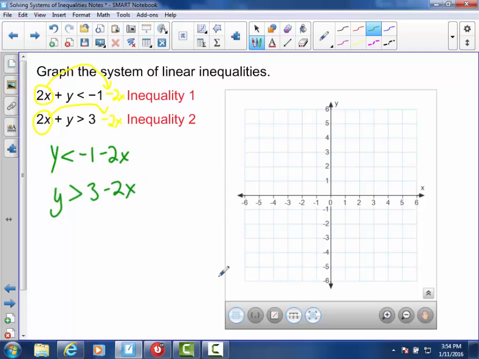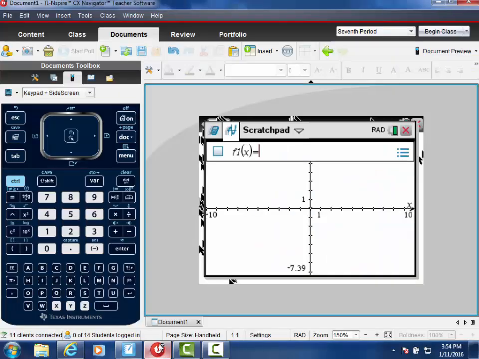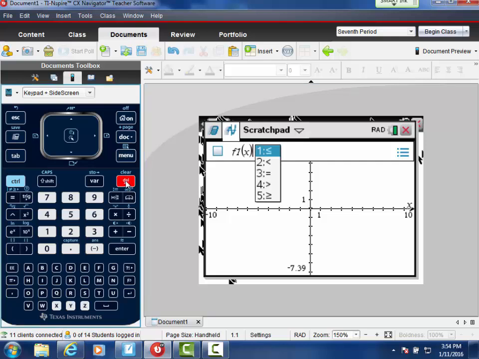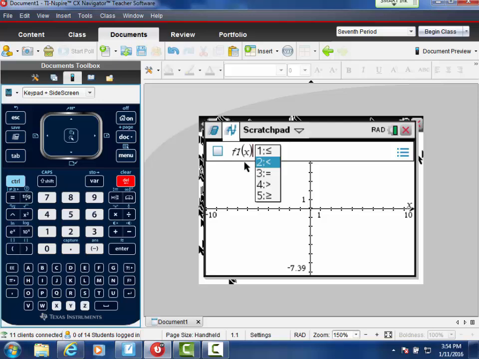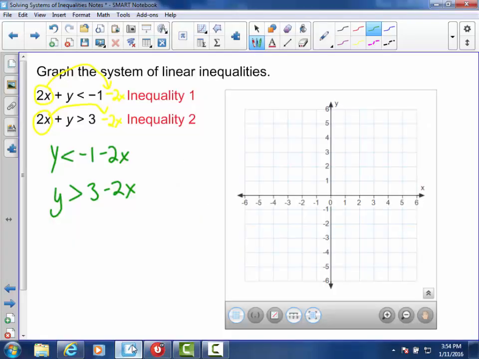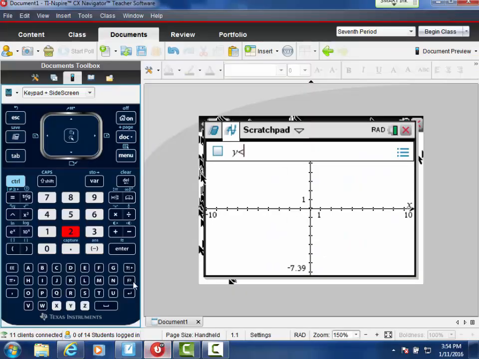Okay, so I want to show you how to use your calculator for this one. Here we don't want an equals, so we're going to use our delete button and go back, and our first equation was less than, so we're going to pick the less than symbol, which is number 2, and then we're going to type the rest of our equation, which was negative 1 minus 2x.